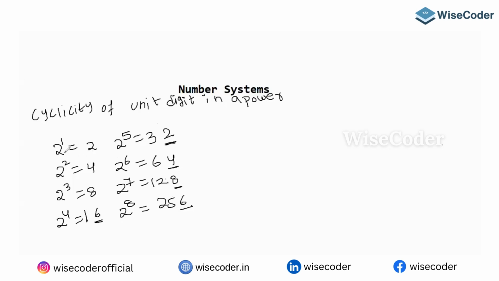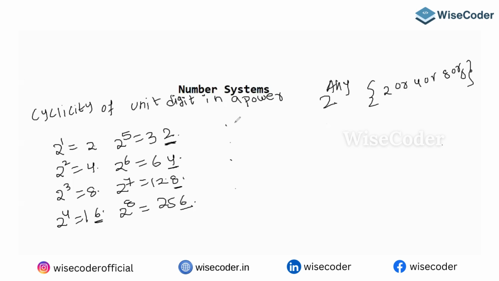Whenever you are powering 2 power 1, 2 square, you can write any 2 power. The unit digits are 2, 4, 8, 6, 2, 4, 8, 6. Next also you will get 2, 4, 8, 6 only. So can I say if you take any power of 2, definitely your unit digit must be 2 or 4 or 8 or 6 only? Yes or no?